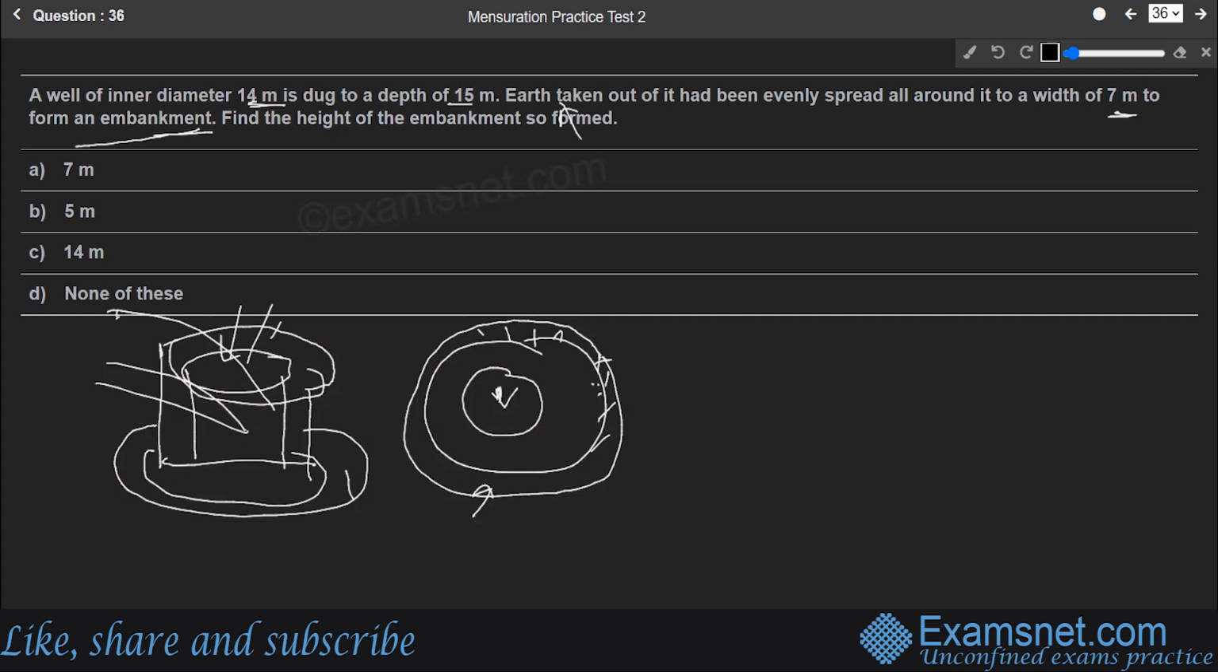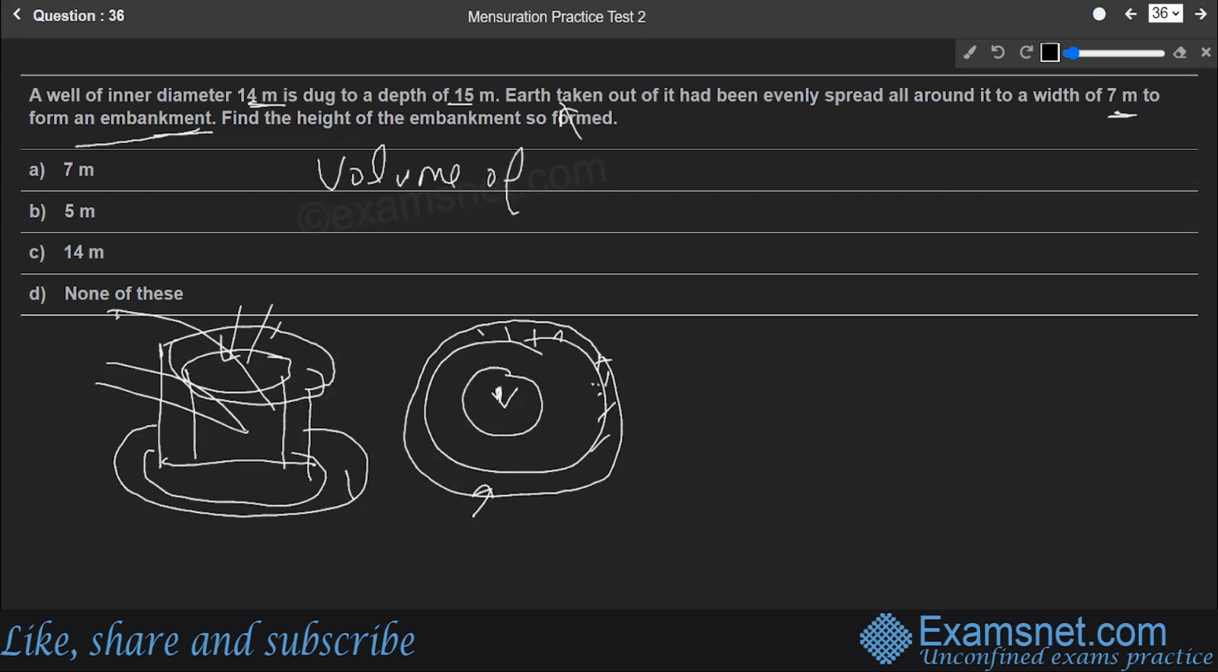So clearly this complete structure of the embankment has been made by the earth removed from the well itself. So whatever is the volume of the earth removed, that will be the volume of the embankment in all. This is the strategy. So let us see what has been the volume of the earth removed. The volume of the earth removed will be the volume of the cylinder only, because the well is in the shape of a cylinder.